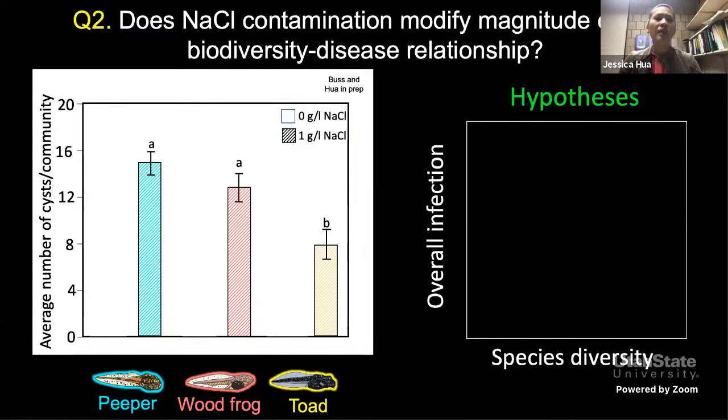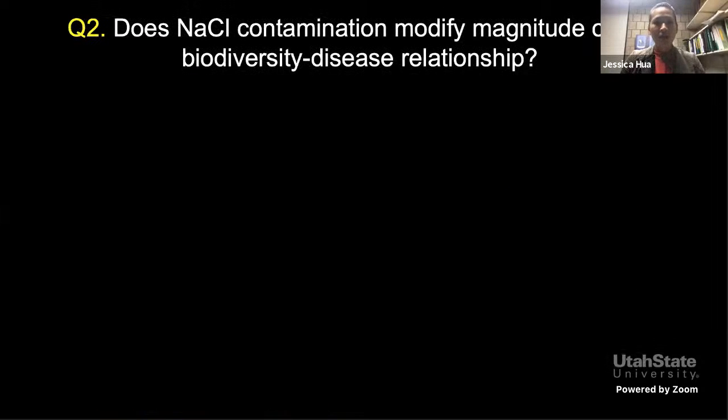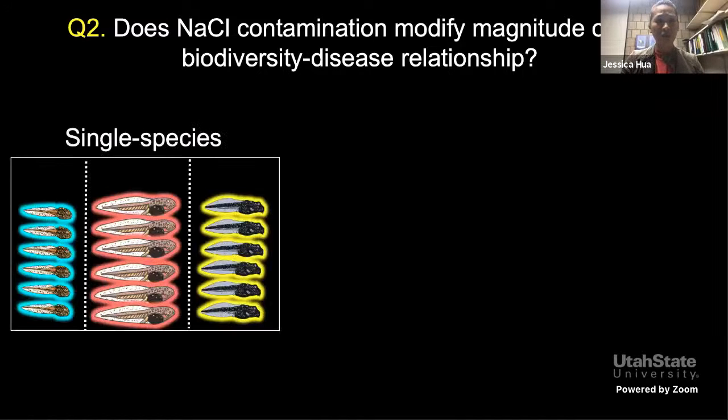In contrast, when we look at salt environments, we can see that toads are significantly less susceptible to parasites than peepers and wood frogs. Potentially, this species could serve as that diluter. And so in salt environments, we predicted that as species diversity increases, specifically any community with a toad, we might see a benefit of overall reduction. So again, our prediction that pollutants might play an important role in shaping this direction and the magnitude of the biodiversity disease relationship.